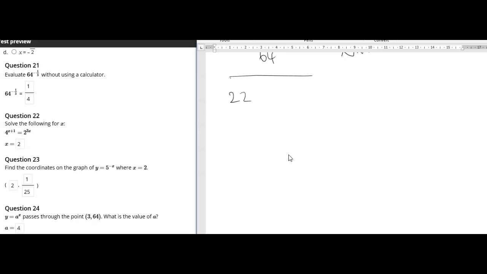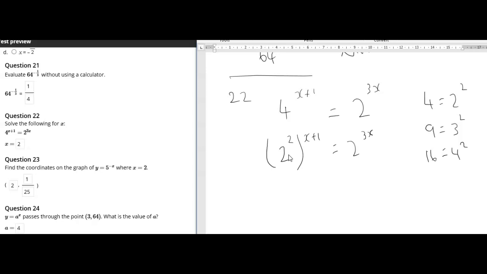Okay, question 22. Got 4 to the power of x plus 1 equals 2 to the power of 3x. Now, as I said before, your bases have to be the same. So 4 is the same as 2 squared, just like 9 is the same as 3 squared, 16 is the same as 4 squared, and so on. Now I rewrite that 4. Instead of writing 4, I write 2 squared. Same thing. I haven't changed anything. I've just made it look different, but it is the same. And then I've got x plus 1.